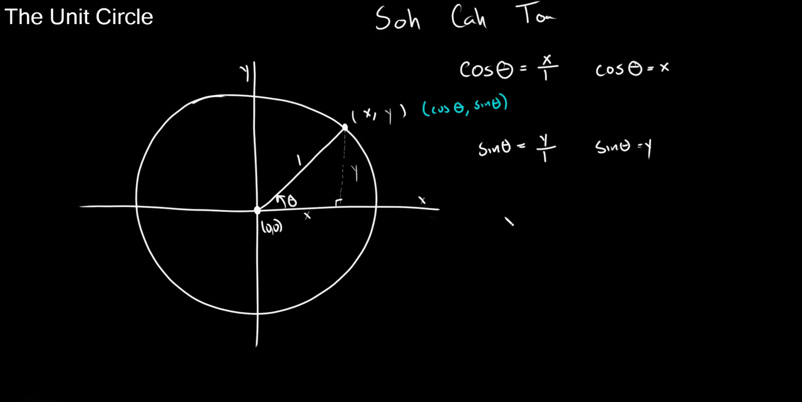Okay? So we left off right here. We left off at realizing that to find the x-coordinate of that point of intersection, we simply do cosine of whatever that angle is, and to find the y-coordinate, we simply do sine of whatever that angle is.